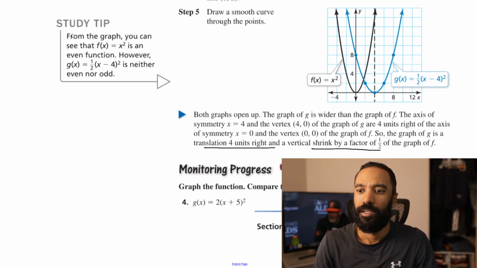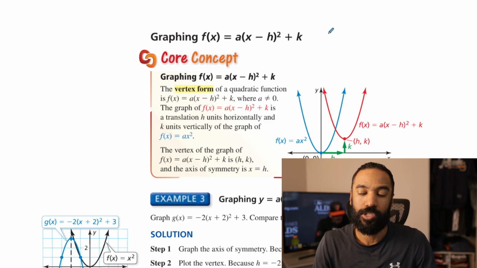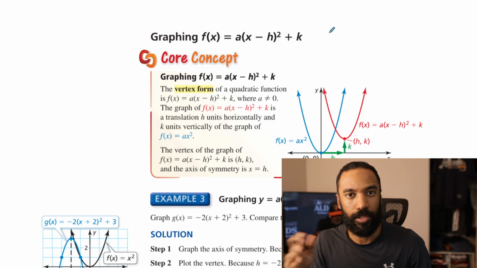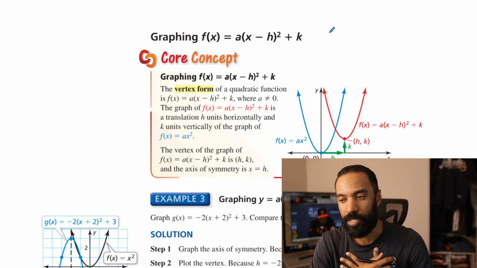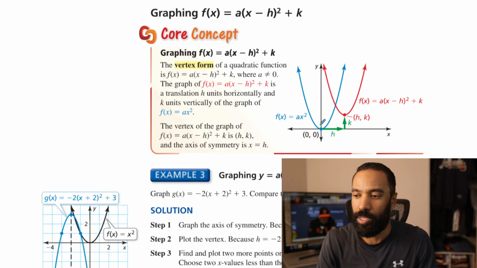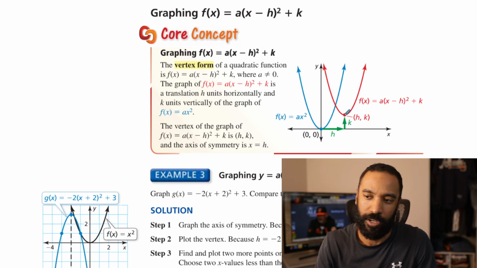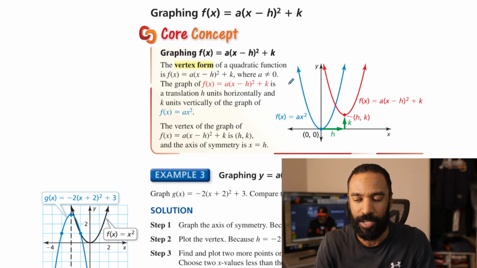Okay. Now we do it with the plus k. So the plus k is including a vertical translation as well. So you know me, I'm going to start from the vertex, and then I'm going to apply the a value. So they mentioned the h, k: how far over, how far up, plot every point in relation to the vertex. Your vertex is at h, k.